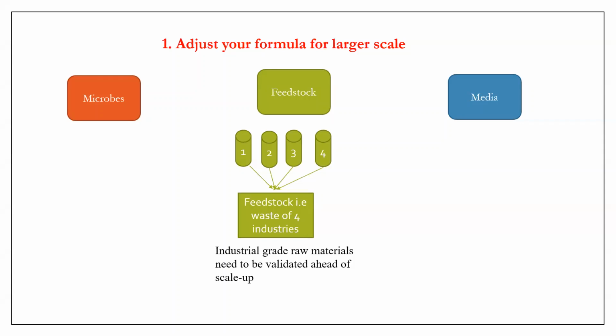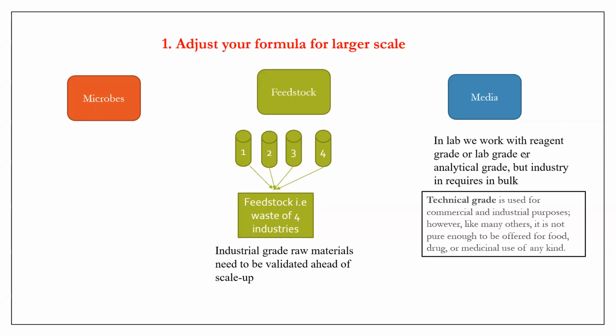So you need to analyze all of these parameters, chemical composition and physical characteristics of your feedstock, before going to the lab scale. Similarly, when we work in the lab, we use reagent grade or lab grade, but industry cannot afford this reagent grade and lab grade because they are very expensive. So normally industry prefers bulk grade or technical grade for commercial and industrial purposes.